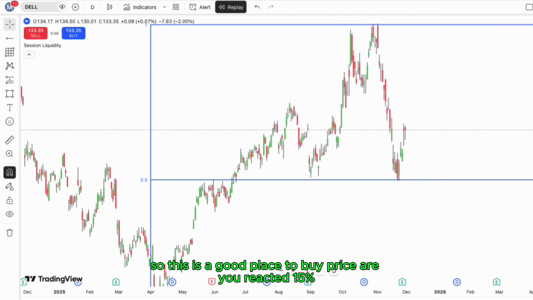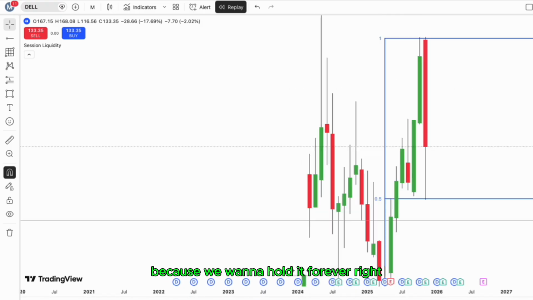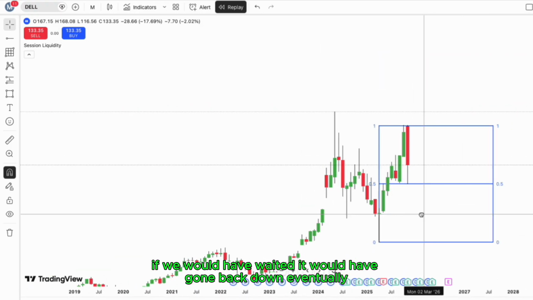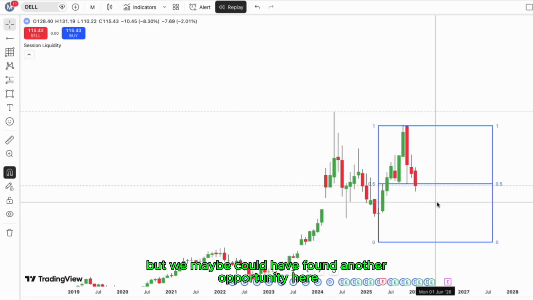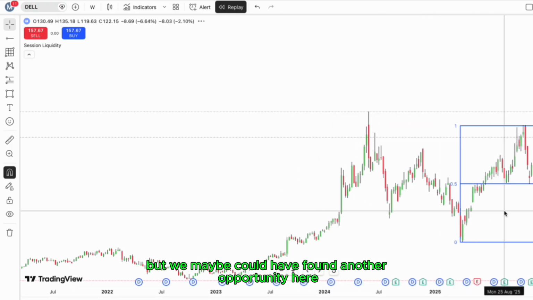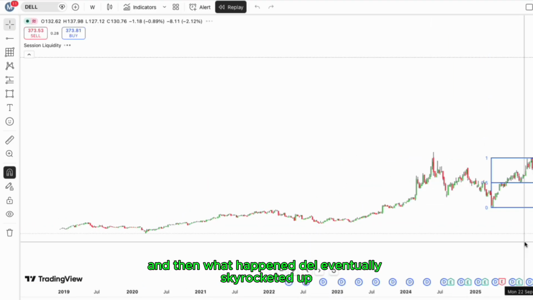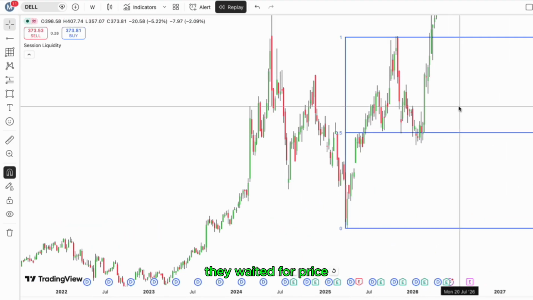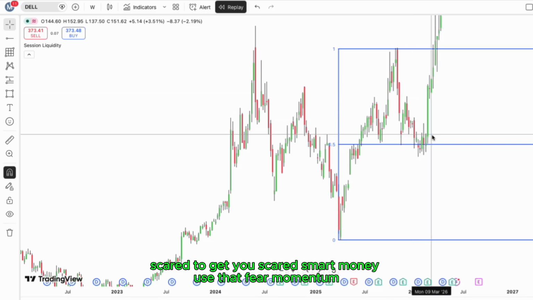Price already reacted 15%. Let's say we're not going to take any profit because we want to hold it forever, right? If we would have waited, it would have gone back down eventually, but we maybe could have found another opportunity here off of another weekly sweep like this one. And then what happened? Dell eventually skyrocketed up. So what did smart money do? They waited for price. Everyone was losing money and then selling because they're scared.